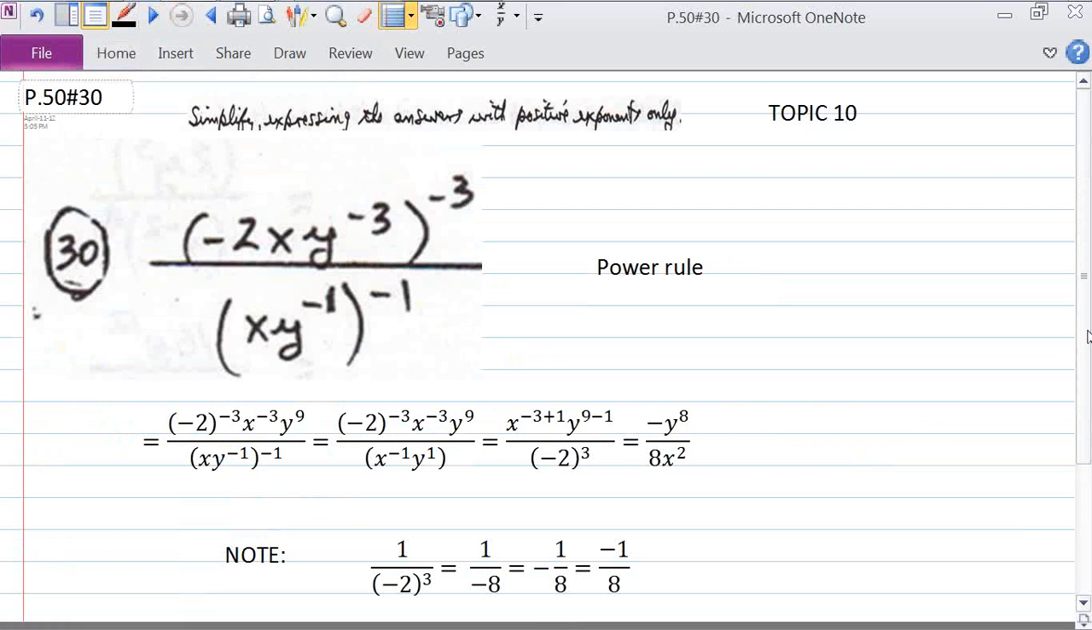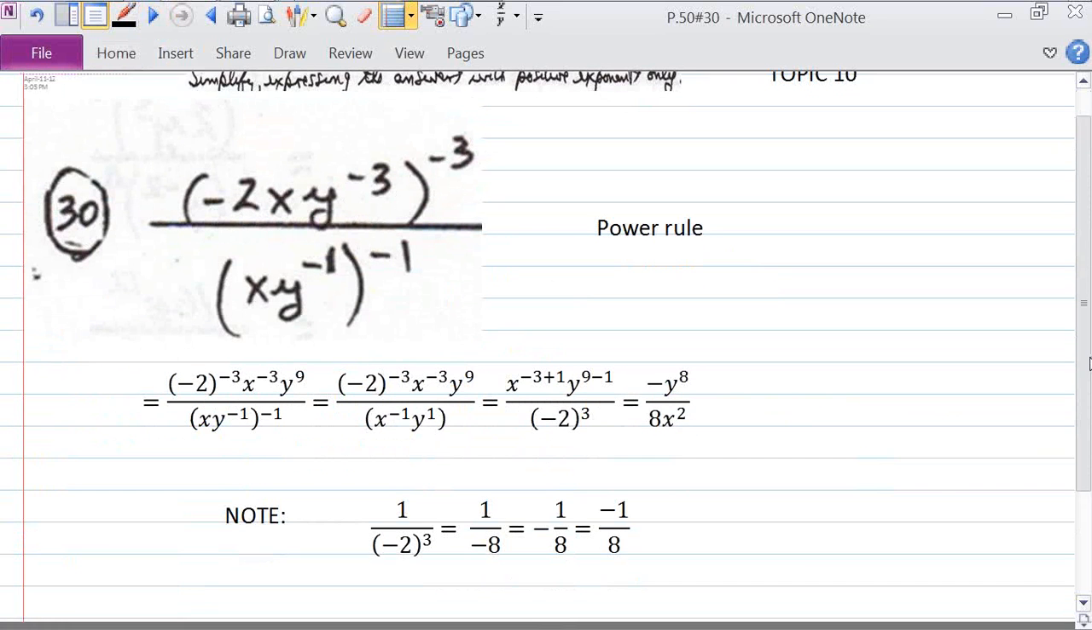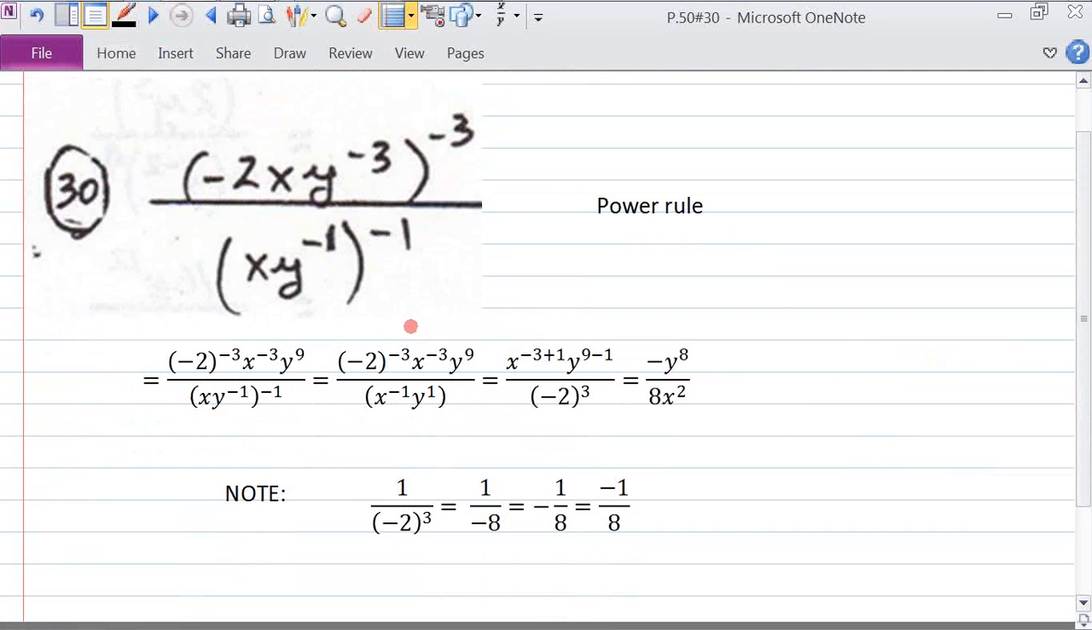Okay, and now number 30. Again, here what we're going to do is we're going to use the power rule, but we'll use it on the numerator first, not touch the denominator, and then we'll use it on the denominator. So what we'll do here is, first of all, we have minus 2 to the minus 3.